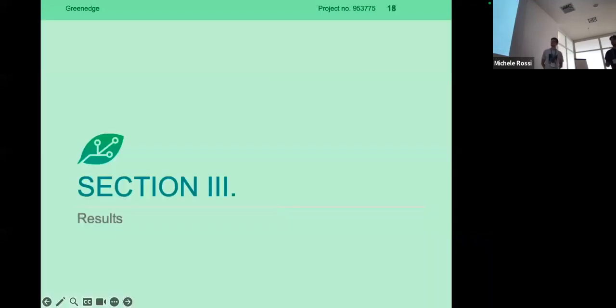This is the methodology that we use for the solution, and now Andrea will explain the result we got and the further improvement that we can do.